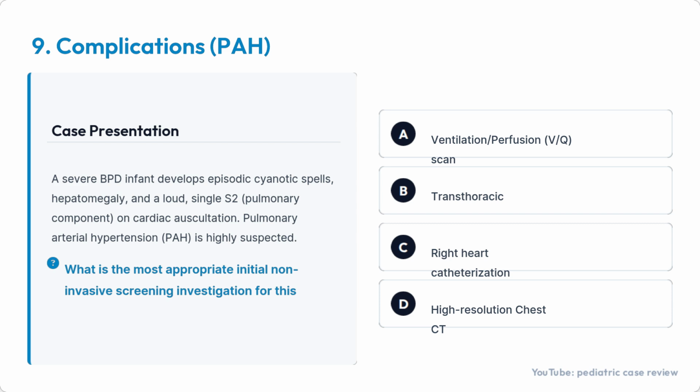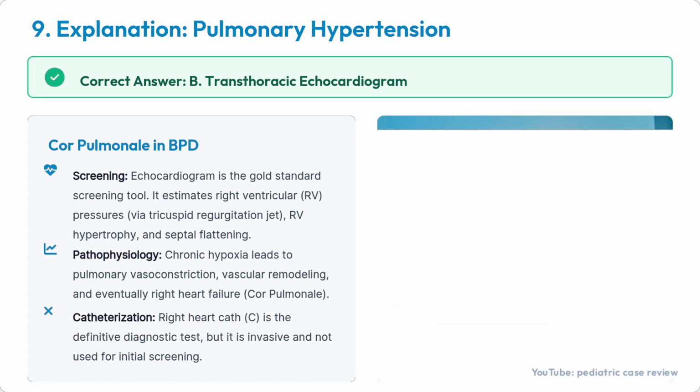Option A, ventilation perfusion scan. Option B, transthoracic echocardiogram. Option C, right heart catheterization. Option D, high-resolution chest computed tomography. The correct answer is option B, transthoracic echocardiogram.